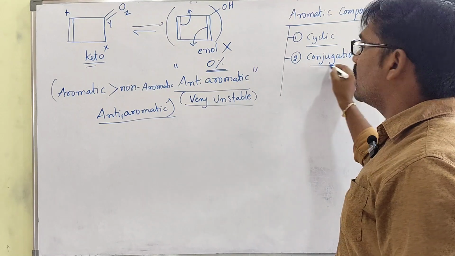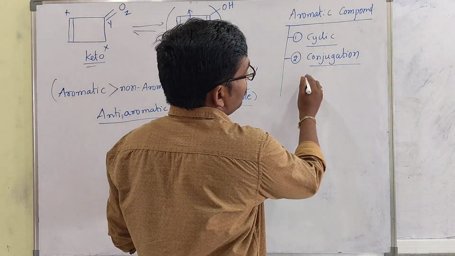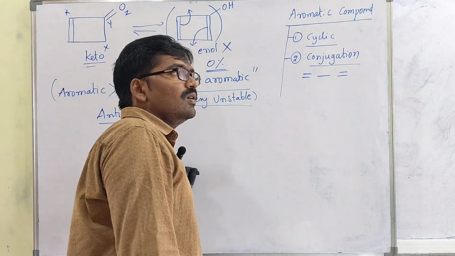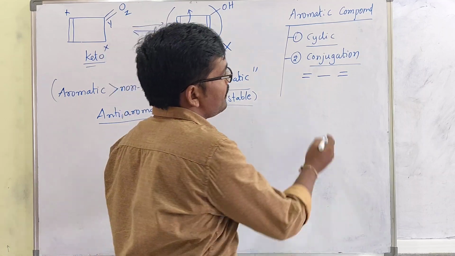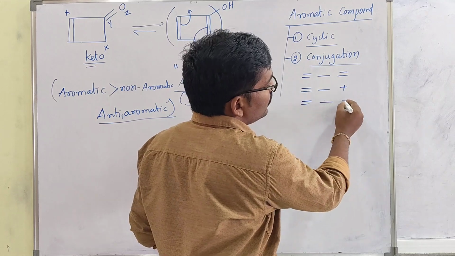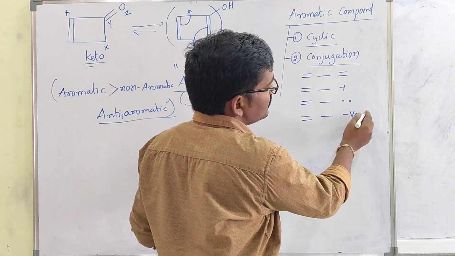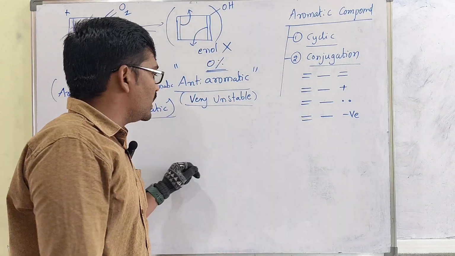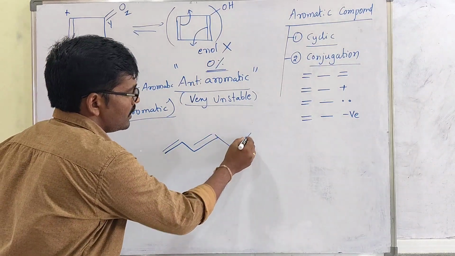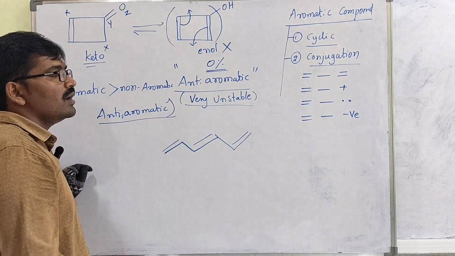Conjugation ante? What is conjugation? Conjugation nothing but, sir, pi bond, sigma bond, pi bond ila alternate ga undali. Pi bond, sigma bond, pi bond ala conjugation lo unnattu. Leda pi bond, sigma bond positive charge, leda pi bond, sigma bond lone pair of electrons, leda pi bond, sigma bond negative charge, like this. Ivanni conjugation lo unnattu. Ante oka molecule, for example, like this. Double bond is there, single bond, double bond, single bond, double bond, like this will be there, then we call conjugation.